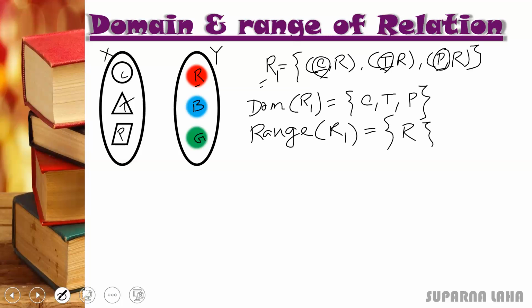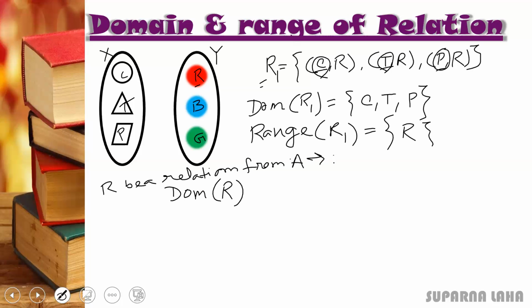In general, the definition of the domain of any relation R is this. Let R be a relation from A to B. Then the domain of R is given by the set of all A such that (A, B) belongs to R. From all the ordered pairs that belong to this relation R, we take the first element, and this set is called the domain of R.